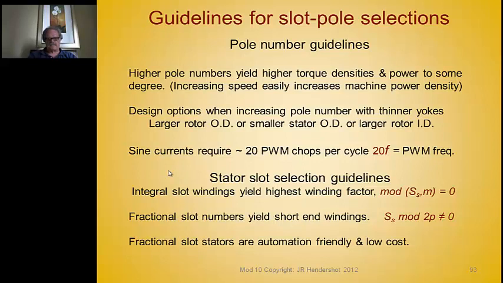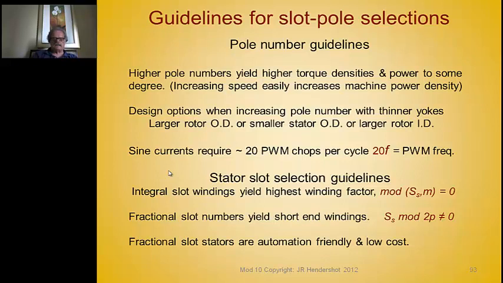The stator slot selection guidelines, first of all, as we said, you want the highest winding factor. So if possible, integral slot windings give you the highest winding factor. If the slots per pole per phase is a whole number with no remainder after you divide the phases and the number of poles out, then you have unity distribution factor. Now, fractional slot windings lead to short end windings. That can be a big benefit. And fractional slot stators are very automation friendly. That's another important consideration, and is low cost to make.